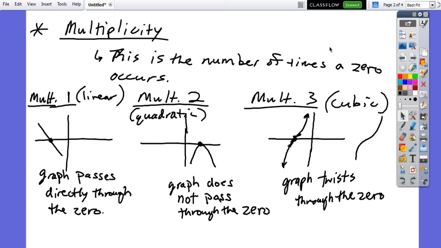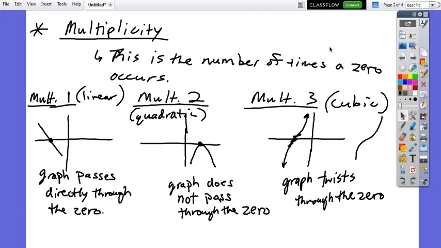For multiplicity 2, this is when we have 2 of that zero. It's like a quadratic function. The graph does not pass through the zero and therefore looks like a parabola. Multiplicity 3 is cubic. The graph twists through the zero like a cubic function does. And for your and my benefit, if you're not good at drawing a cubic function, put a little squiggly in the middle and I'll know that you mean that it's a cubic function.